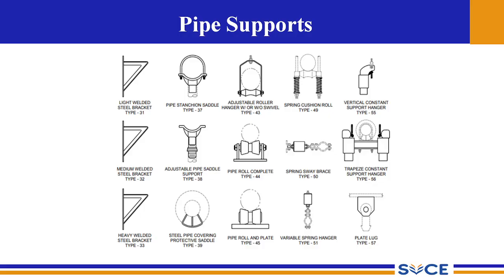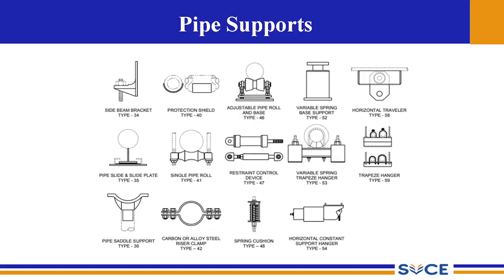Type 40 is a protection shield or a protection saddle. It is a metal device intended to prevent crushing of insulation and or breaching of the vapor barrier. So it is typically used at support points where the crushing of insulation can happen. It is a metal device to prevent the crushing of insulation and the breaching of vapor barrier. Then type 41 is a single pipe roll.